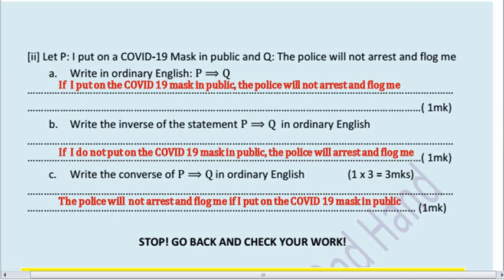And C, write the converse of P implies Q. The converse just means you should swap the positions. When you swap the positions, you now have Q implies P. So the police will not arrest and flog me if I put on the COVID-19 mask in public.